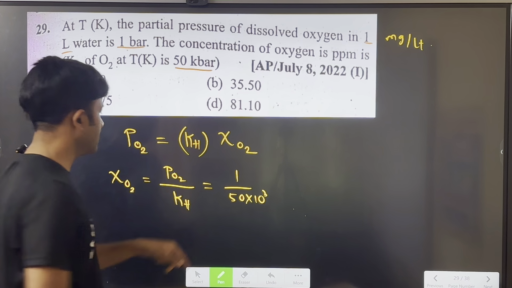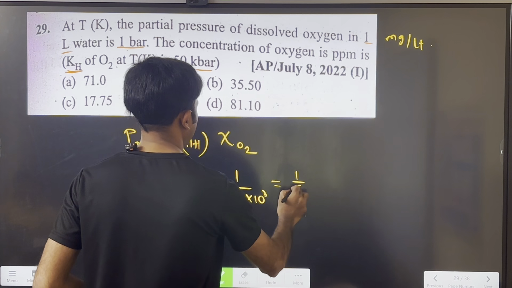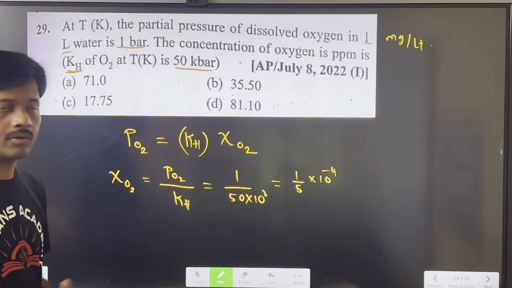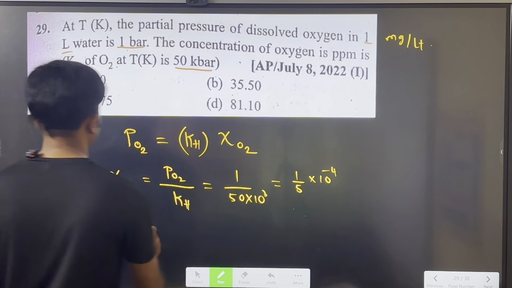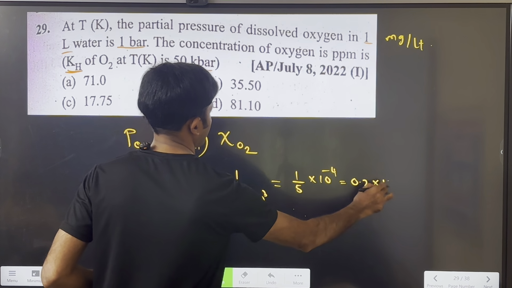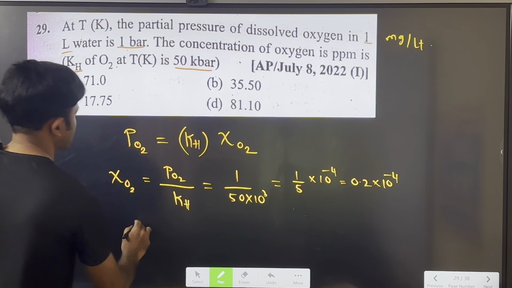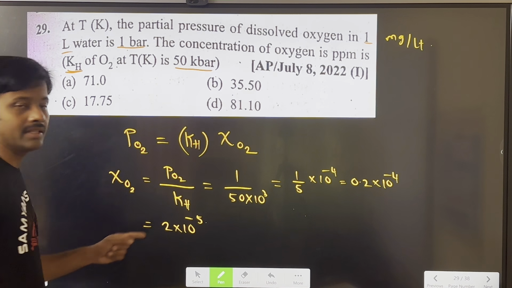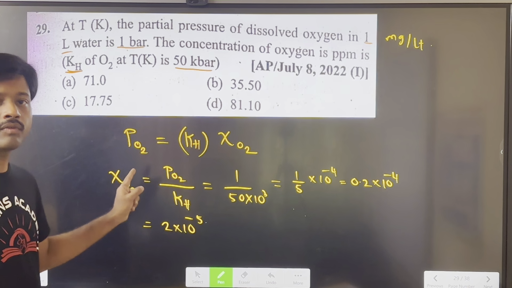Okay. So can I write this one as 1 by 5 into 10 power minus 4? Yes or no? What is the 1 by 5 value? 1 by 5 value is 0.2. So can I write this as 0.2 into 10 power minus 4? Okay, so this we can write as 2 into 10 to the power of minus 5. And this is the value of mole fraction of oxygen.